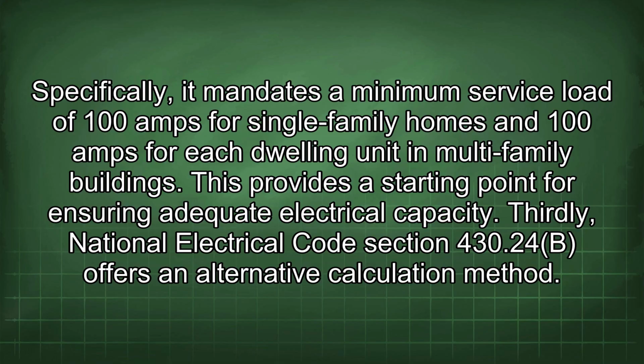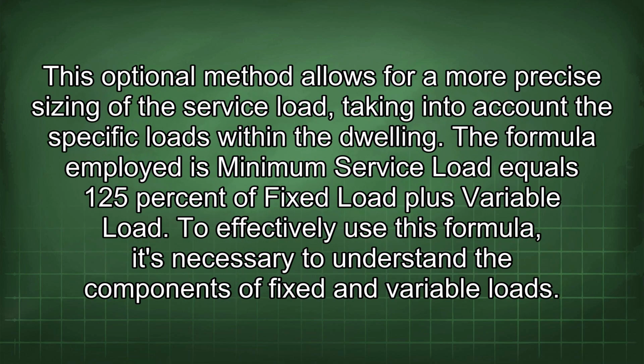Thirdly, National Electrical Code Section 430.24b offers an alternative calculation method. This optional method allows for more precise sizing of the service load, taking into account the specific loads within the dwelling. The formula employed is minimum service load equals 125% of fixed load plus variable load. To effectively use this formula, it's necessary to understand the components of fixed and variable loads.